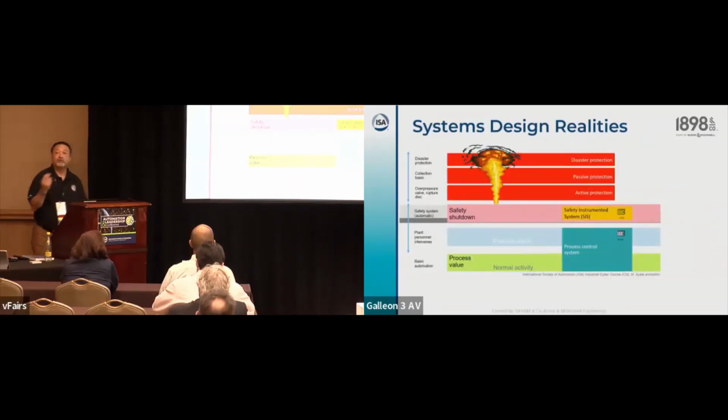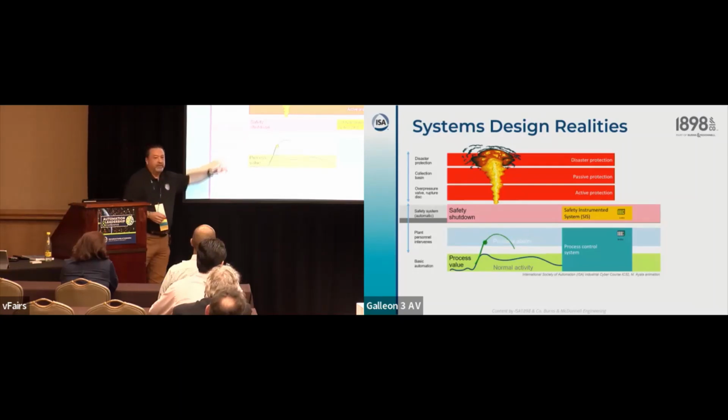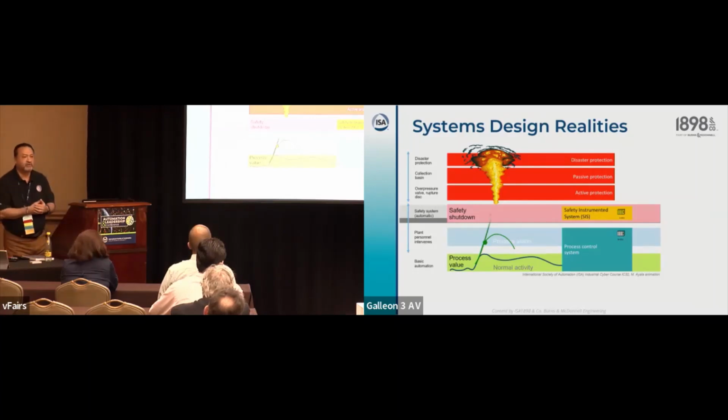For those that are new to automation, I'm sure the ISA material covers this: we have basic process control. That could be PLCs, a distributed control system, or a process automation controller that tries to keep our operations in check. If they go outside that realm, we have process alarms and operator intervention, giving the operator the ability to react to get the systems back to normal operations.